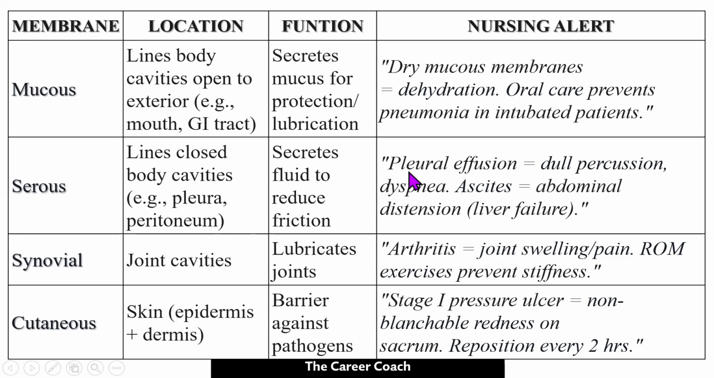You can find serous membrane in pleural effusion, which is evidenced by dull percussion and dyspnea. You find it in ascites, which is evidenced by abdominal distension leading to liver failure. The synovial membrane. Synovial membranes are located in joint cavities. What are their functions? They function to lubricate the joint.